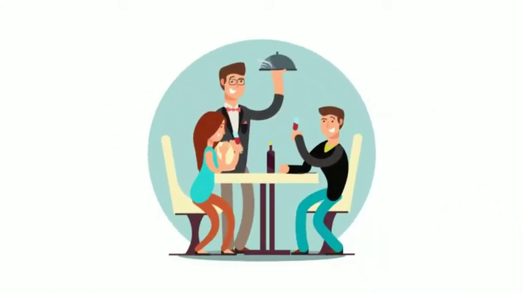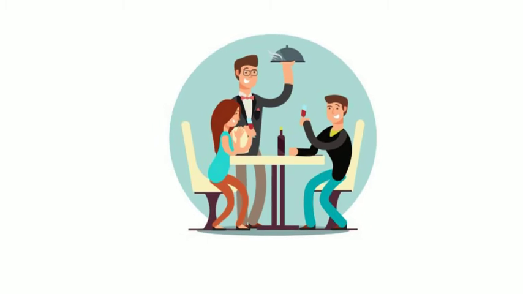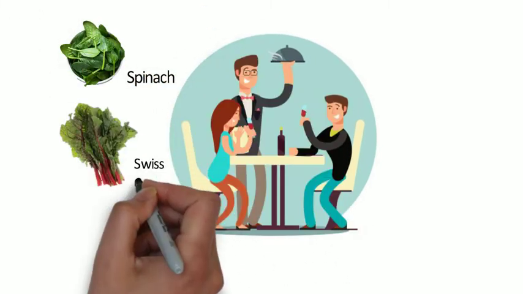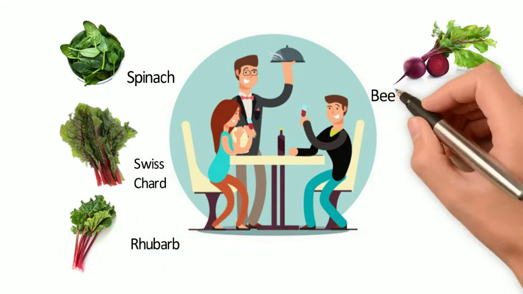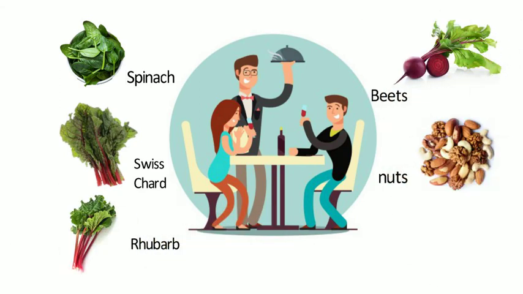Oxalate is found in many of the foods that we eat. Some of the foods that are high in oxalate are spinach, Swiss chard, rhubarb, beets, and nuts. Cooking these plant-based sources of oxalate will reduce the amount of oxalate that we ingest because it is partially destroyed by the heat. Oxalate is not just found in plants.